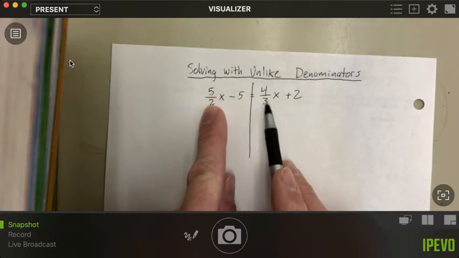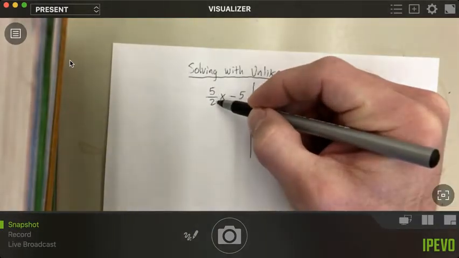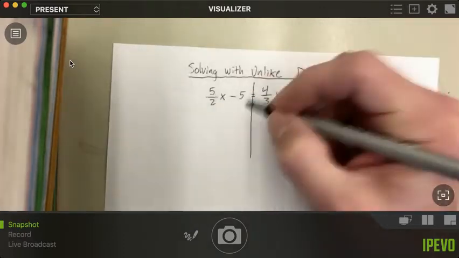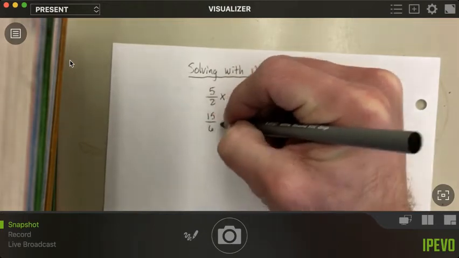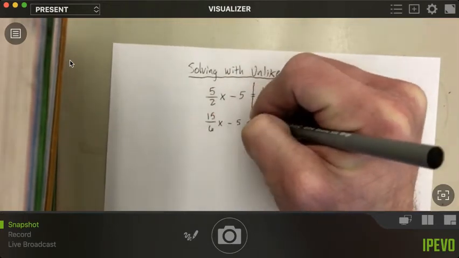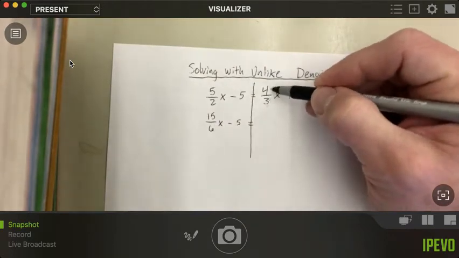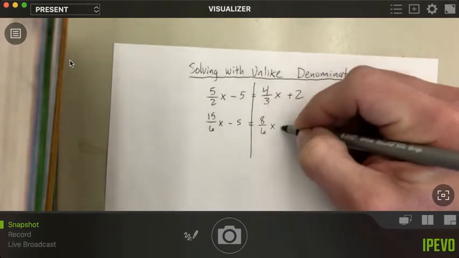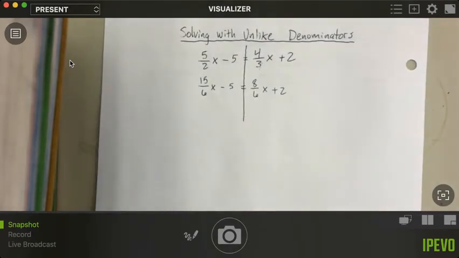So when I see 2 and 3, I think of 6 as being a common multiple of both. So in order to get this to be 6, really, that just means I have to multiply the top and the bottom by 3. So 5 over 2 really becomes 15 over 6, and nothing else changes on that side. And to make this 3 a 6, I've got to multiply by 2, so I'll multiply top and bottom by 2. And now I have 8 over 6x plus 2. So that's it. And now everything's the same as what we have been doing.